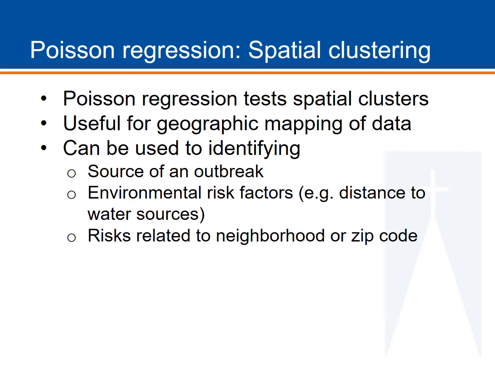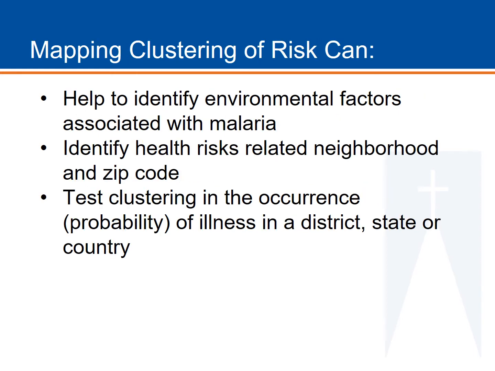Obviously, spatial clustering is important for geographic mapping, identifying the source of an outbreak, identifying environmental risk factors, and/or risks related to a neighborhood or zip code. Mapping clustering of risk can help to identify environmental factors associated with malaria, identify health risks related to a neighborhood or zip code, and test clustering in the occurrence or the probability of illness in a district, state, or country.